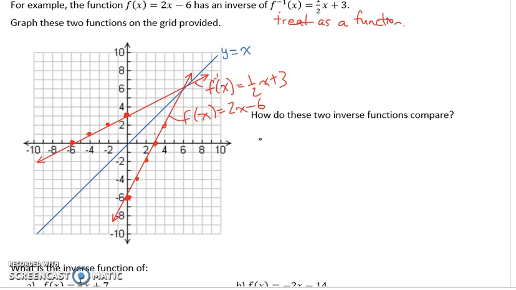So how do these two inverse functions compare? Well, the one line is a reflection of the other about the line y = x.